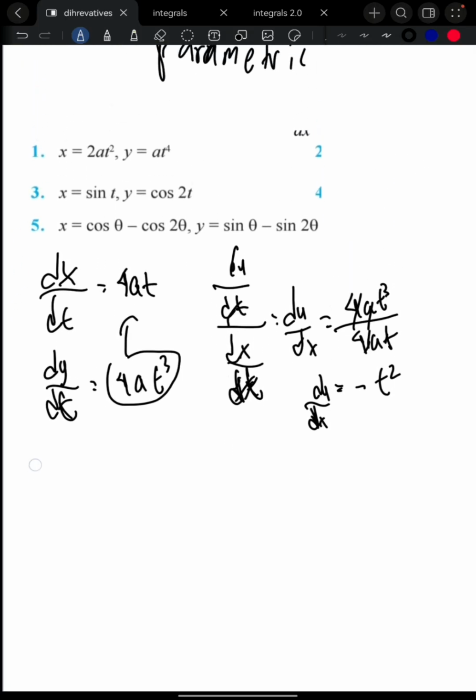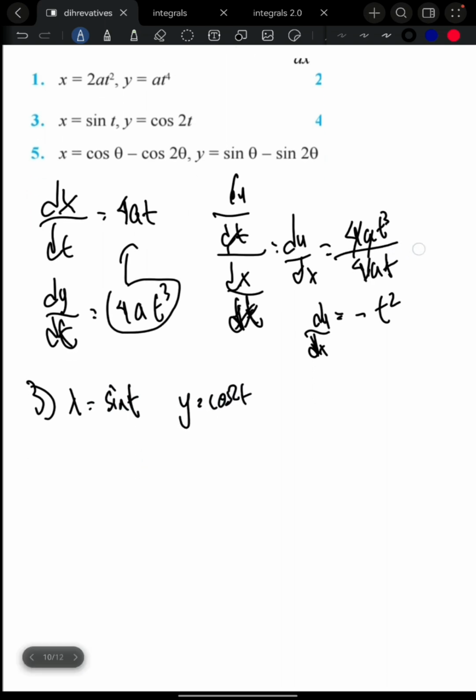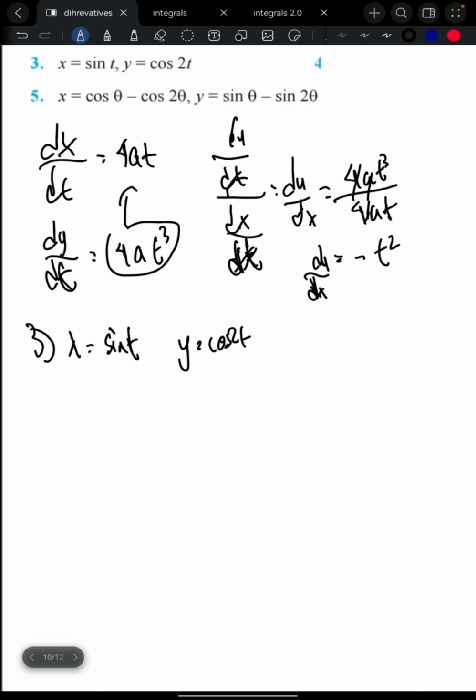Third question. Okay. x is equal to sine t. y is equal to cosine 2t. Yeah, fine. Let's find dx by dt. So this is just gonna be cosine t, right?